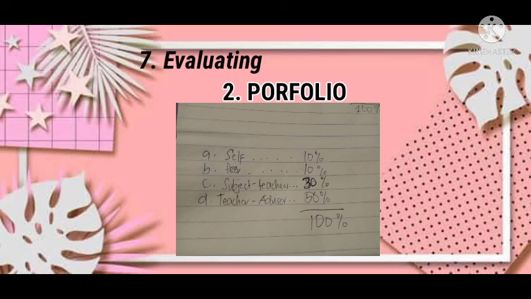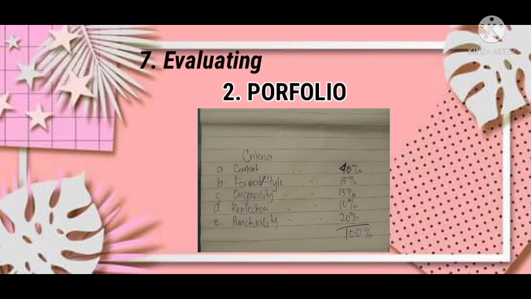So the distribution of their evaluation is as follows: self 10%, peer 10%, subject teachers 30%, teacher advisor 50%, a total of 100%. The criteria in evaluating the portfolio are as follows: content 40%, format or style 15%, originality 15%, reflection 10%, punctuality 20%, a total of 100%.